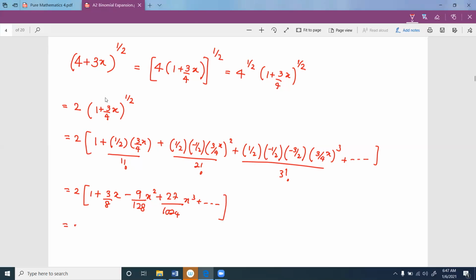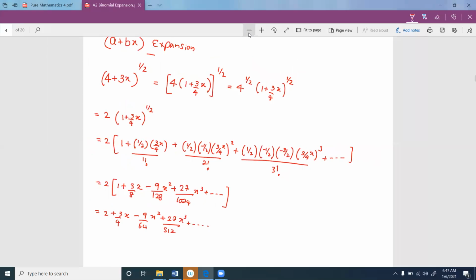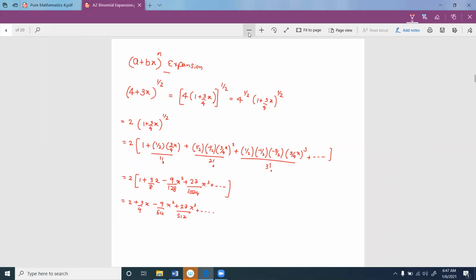So this turns into 2 plus 3 over 4 x minus 9 over 64 x to the power 2 plus 27 over 512 x to the power 3, and it goes on as an infinite series. That is the way of working out this kind of question. I made it a little small so you can see the full question at once. So this would be your final answer.